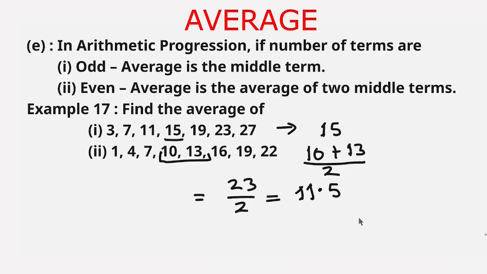This way, if the number of terms is odd, the average will be the middle term, and when the number of terms is even, then their average will be the average of the two middle terms. I hope you have understood the short trick of finding the average or mean of an arithmetic progression. We go to the next point.